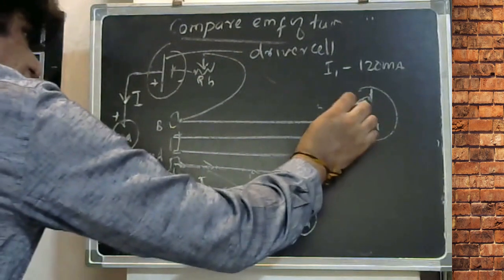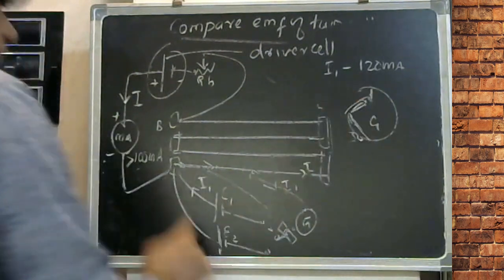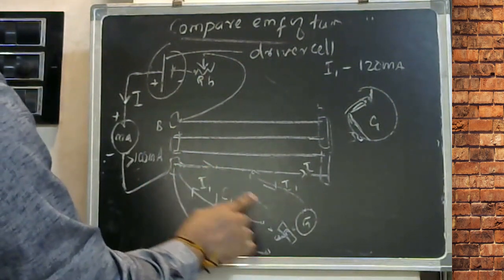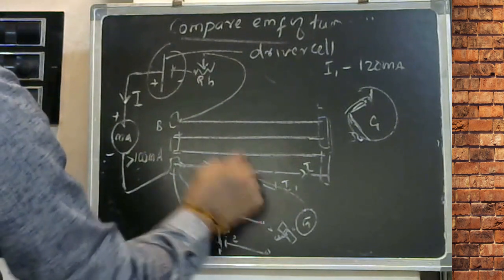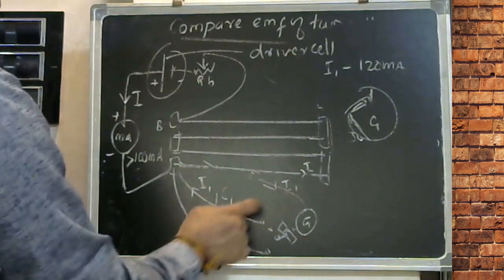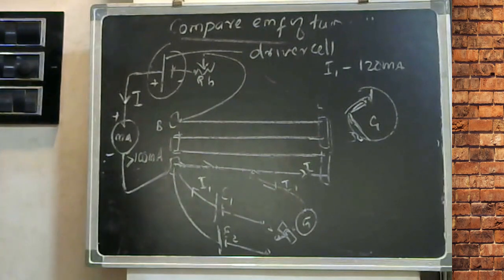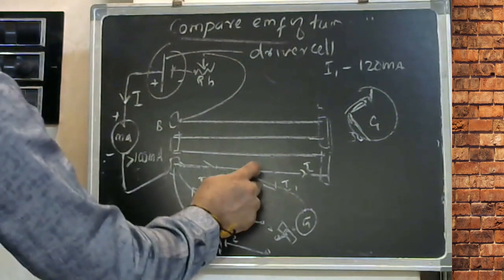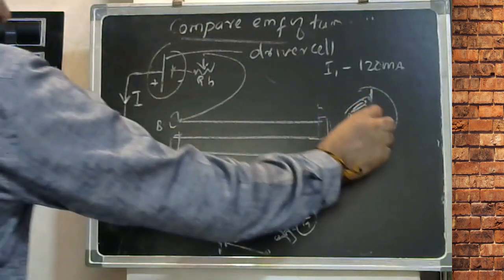So this pointer is now going towards 0 because as I move the jockey position from here to here to here, I'm increasing the length of the wire. That means in this circuit, I'm increasing the resistance value. Since R is getting bigger, current will get reduced. So at one point, it shows 0 deflection.